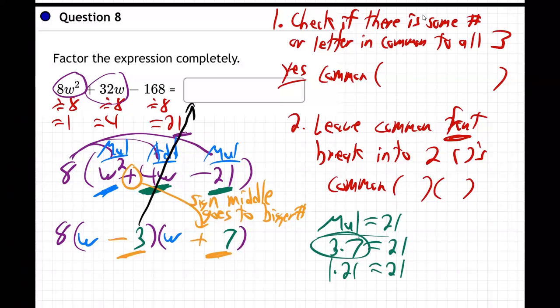I'll bring it up here. Remember that 8 still needs to be in the front. That is part of the answer that we got in the first step. And then W minus 3, and then W plus 7. Either order, you could have the W plus 7 coming first and then the W minus 3. It doesn't matter, but wherever the 7 is, it's got to be the positive one. The 3 has got to have the negative on it to make it all work out. And so that's the right answer. There we go.